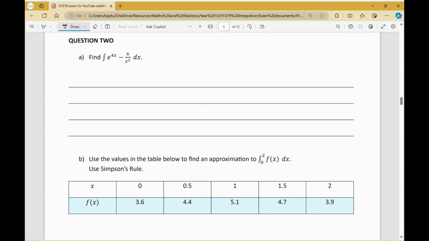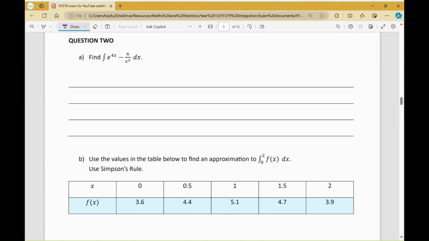Hello and welcome to question 2 of our walkthrough of the level 3 integration exam. Let's get started on question A, which is find the integral of e to the power of 4x minus 6 over x squared with respect to x.